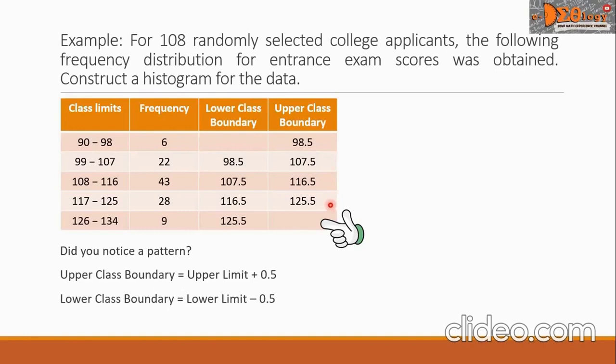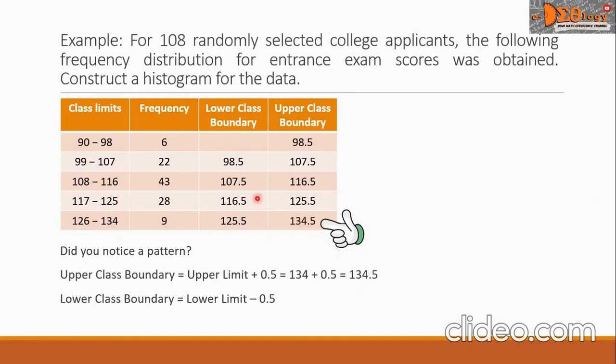It means to say, using that pattern, we can simply get the value for our last blank, the upper class boundary of the last class, and that is 134, this upper limit, plus 0.5, we will get 134.5 that we can write in here.